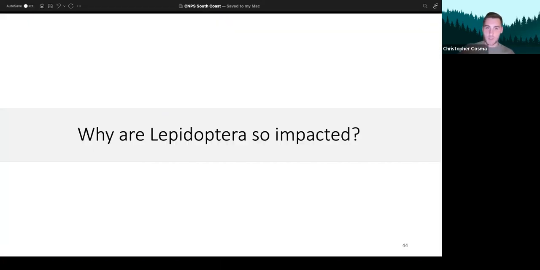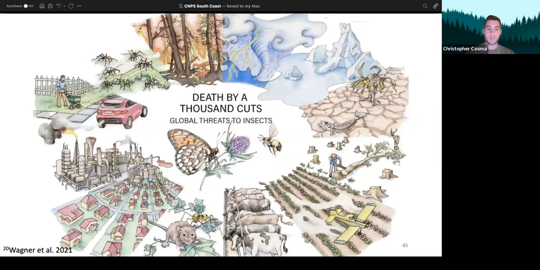All right, so Lepidoptera play really important roles in ecosystems, as I hope I just showed you. And so we want to protect them and protect these services that other organisms, but also humans, rely on. And so doing that requires an understanding of why they've been so impacted by global change. And this is not an easy question to answer because, as David Wagner put it in 2021, describing the threats to insects as death by a thousand cuts. Insects are just being attacked from all sides. And so death by a thousand cuts is this idea that there are just so many threats being thrown at insects that oftentimes it's really hard to determine the single or the main cause behind any decline in one species. And oftentimes it's probably more of a combination of many interacting factors.